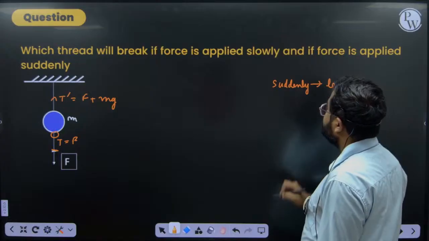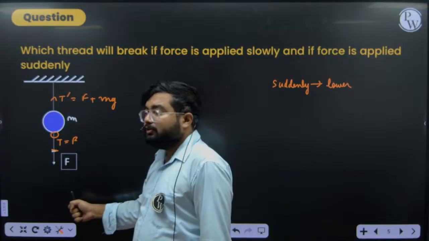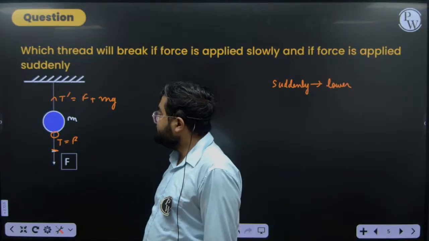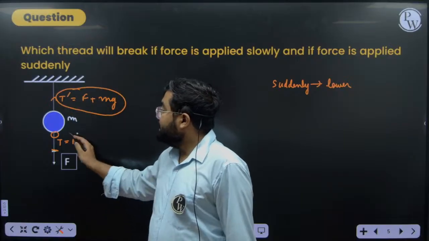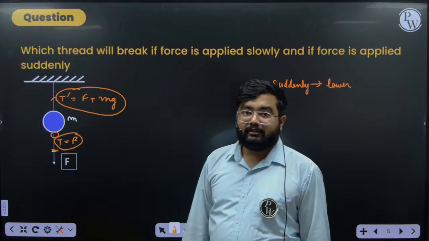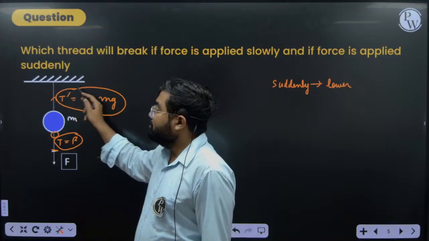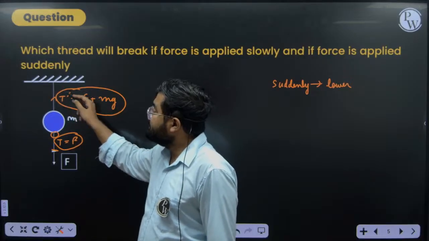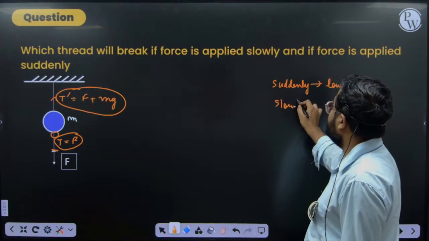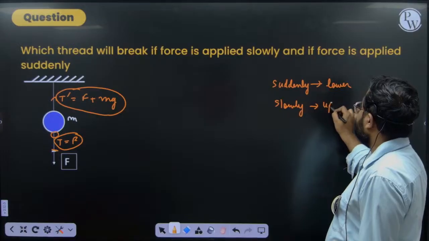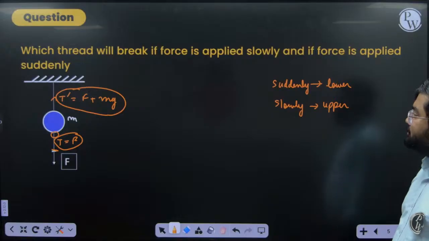the lower string will snap, and if you apply the force gradually, slowly increasing the force, then this tension is always higher than this tension. Okay, so once it reaches its breaking point, the upper tension will always be higher than the lower, hence the upper string will break. So if the force is applied slowly, the upper string will break first. So I hope this is clear.